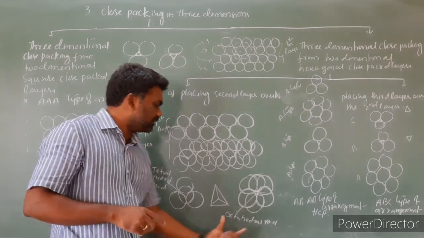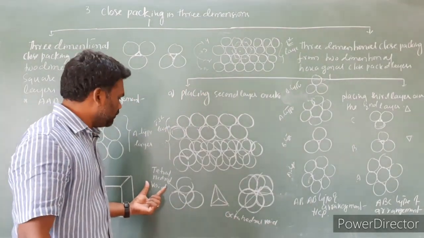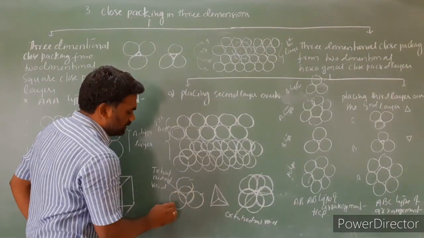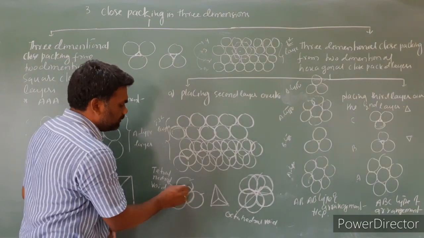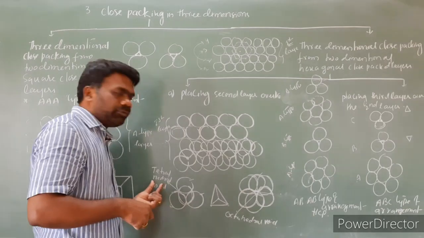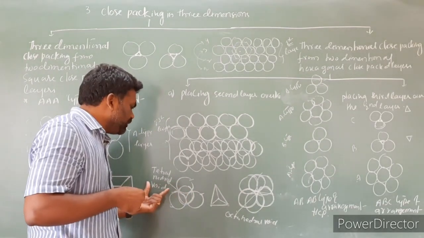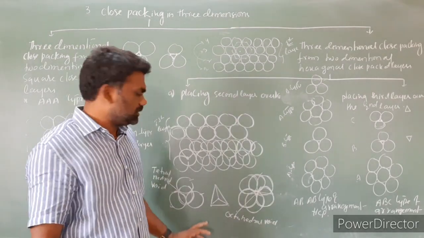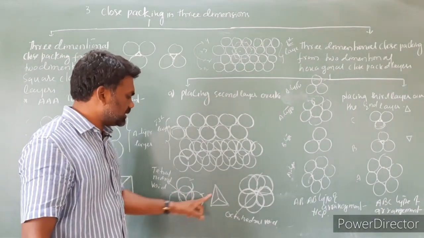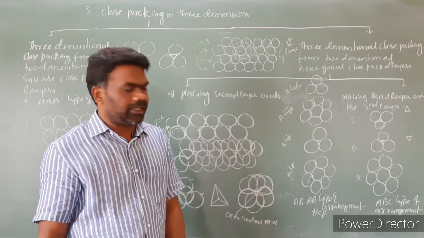One is tetrahedral void, the second one is octahedral void. Tetrahedral void is nothing but the void surrounded by four spheres. This is the first sphere, second sphere, third sphere, and this is the fourth sphere. Between all these four spheres, empty space is there. That is what we are calling a void. The void surrounded by four spheres we are calling a tetrahedral void, because if the centers of these four spheres are joined, we get a tetrahedron. So that we are calling a tetrahedral void.